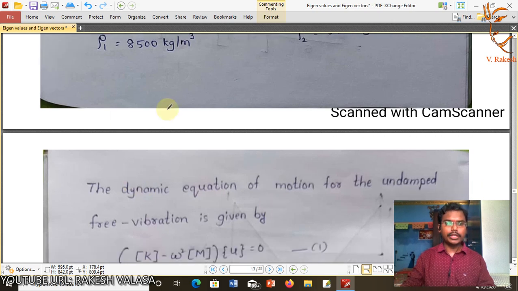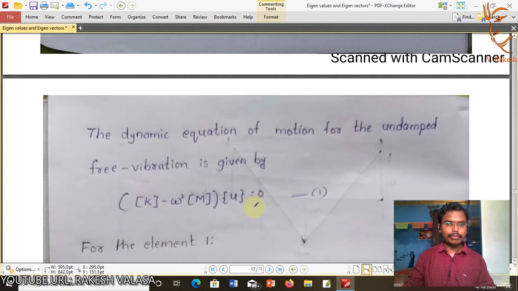Now write the dynamic equation of motion for undamped free vibration. The equation is (K minus omega square M) into u, that is, K minus omega square M into u.